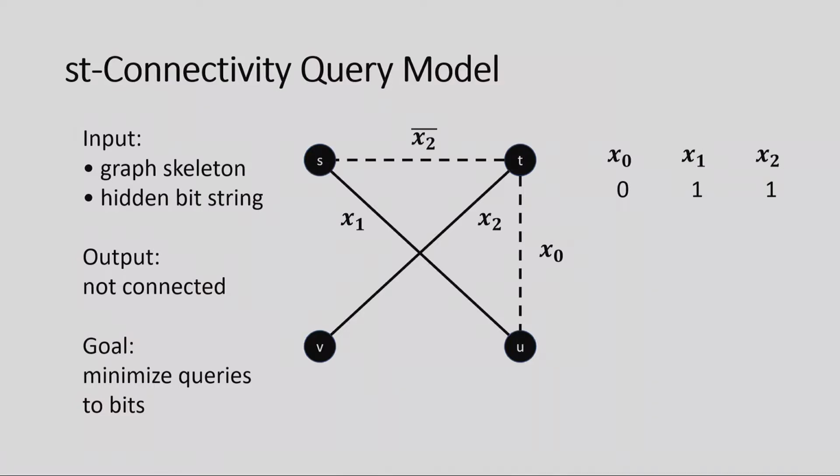Our goal here is to minimize the queries to the bits. So we're given a hidden bit string, and of course we need to uncover some of the bits to tell what the graph looks like, but we want to uncover as few of these bits as possible to determine whether S and T are connected in this instance of the graph.